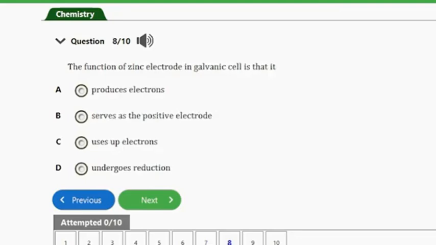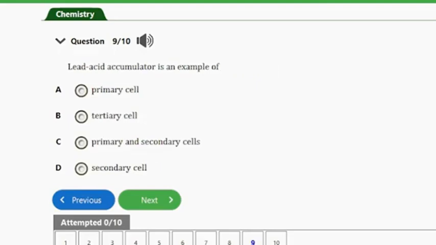Question number 8. It says the function of zinc electrode in galvanic cell is that it: A, produces electrons; B, serves as the positive electrode; C, undergoes reduction; D, uses up electrons. So guys, the answer to this question is option A here, that it produces electrons. In the galvanic cell, the zinc electrode acts as the anode, which is the site of oxidation. So it actually releases electrons. So guys, during oxidation, the zinc will have to lose electrons in order to become zinc ions. Therefore, it produces electrons, and that's the answer to this question. Let's consider the next question.